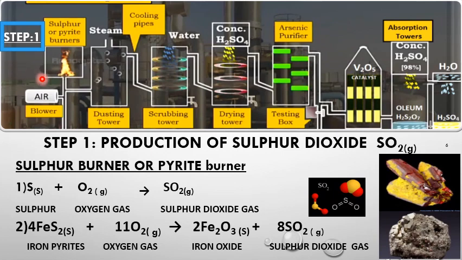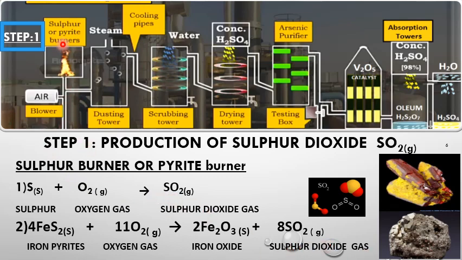Step 1. Step 1 is the production of sulfur dioxide gas. Basically, it is the oxidation of sulfur ore or iron pyrite ore. Sulfur ore or iron pyrite ore are the basic raw materials used in the contact process. In the first step, sulfur ore or iron pyrite ore is introduced in the sulfur burner or the pyrite burner, reacts with the oxygen coming from the blower and produces sulfur dioxide gas.